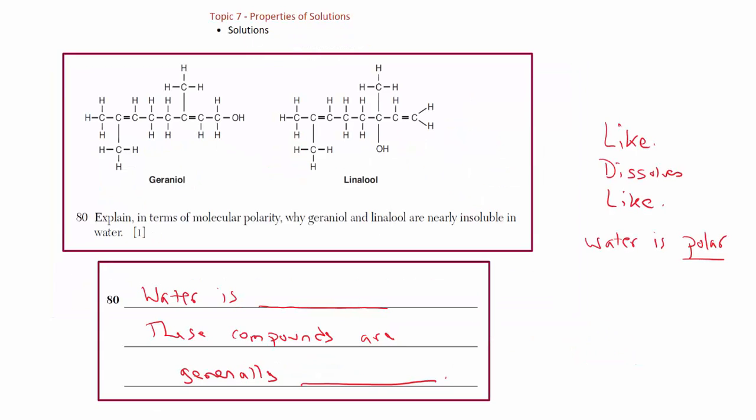Question 80, explain in terms of molecular polarity why these two compounds are nearly insoluble in water. The basic overriding concept here is the idea that like dissolves like when we talk about solubility, and with water we should have a very clear understanding of water's basic properties, mainly that water is a polar molecule. So it's going to favor the dissolution of other molecules that are also polar. So the fact that these don't dissolve in water tells us that they don't have similar polarity to the water.